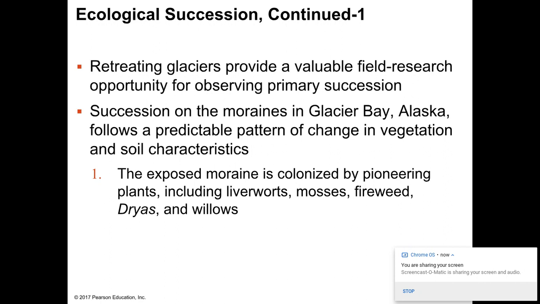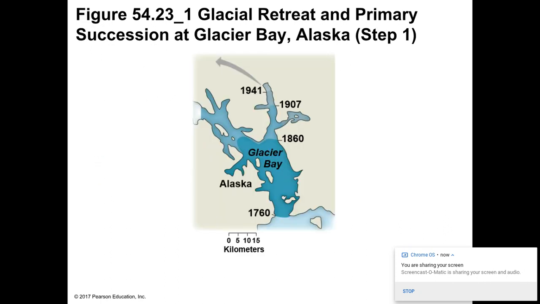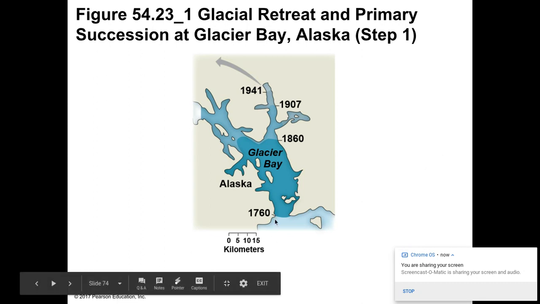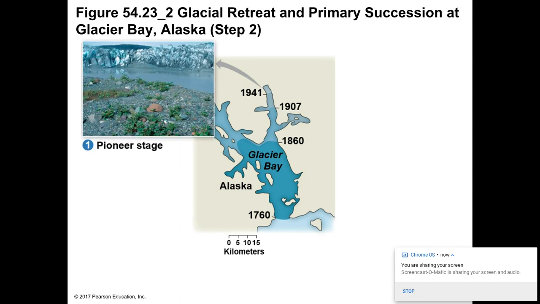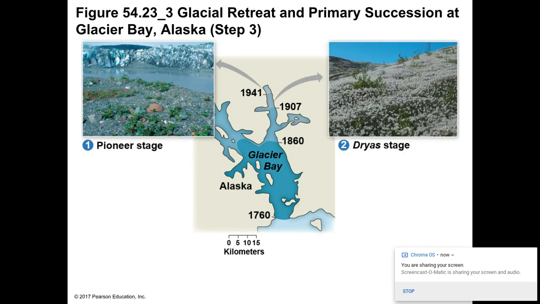So let's dive into it. You see here where the glacier at Glacier Bay has been over time. In 1760 it reached all the way down here. The glacier has retreated this way over the last 200 years or so. As that glacier retreats, we see new areas exposed to the air, and that is new opportunity for plants to settle. In the pioneer stage, we see these basic producers taking hold, living, dying, and cycling their nutrients back into the soil.